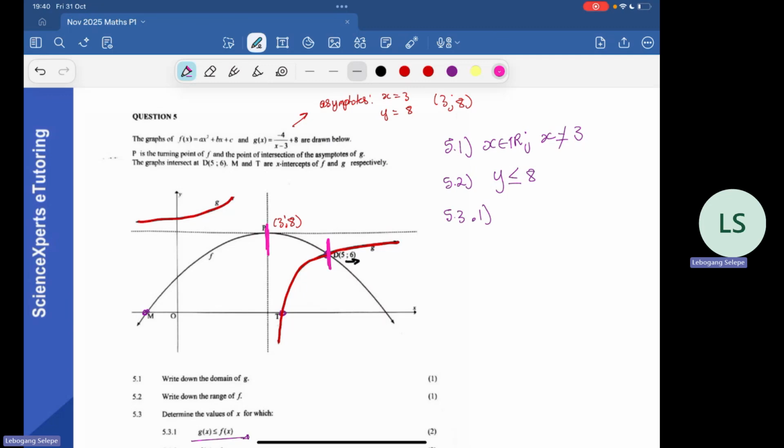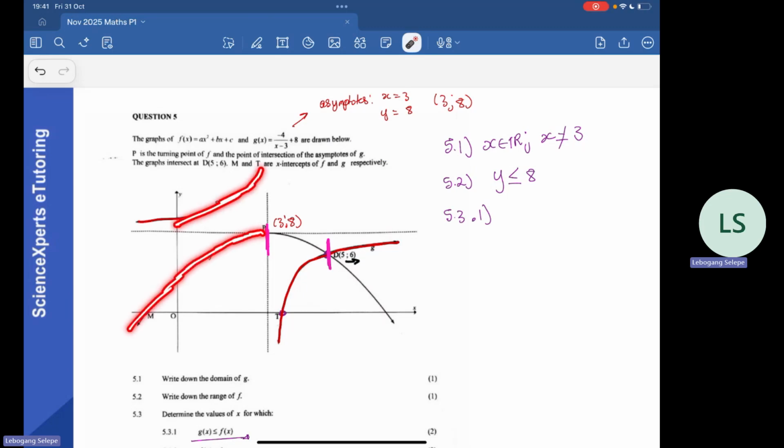But then when I go further to the left of P, does my solution still exist there, right? Let's see. If I go to the left of P, I can see that, okay, the black graph is now below the red one. The red one is up there, the black one is down there.